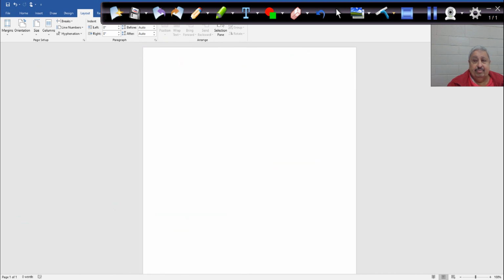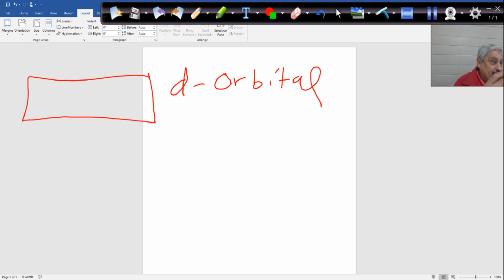How about the d orbital? The f orbital I can't really draw. It's very complex. You cannot do 3D in 2D with the f orbital. But the d orbital has 5 suborbitals. Remember the p orbital has 3. This one has 1, 2, 3, 4, 5.